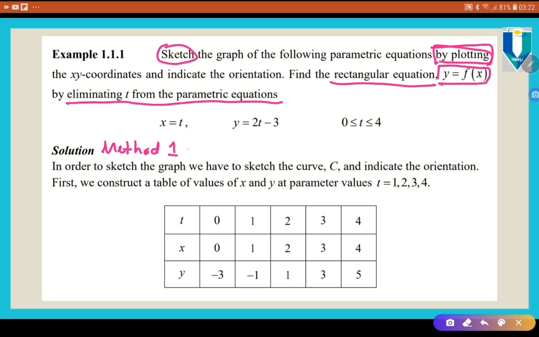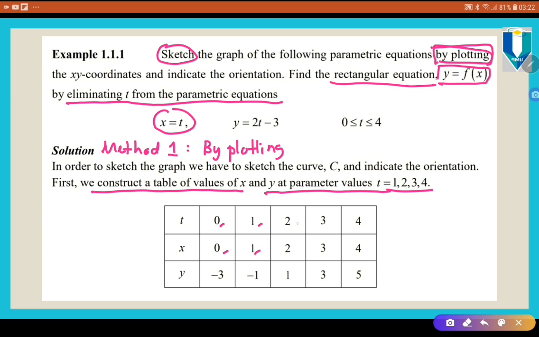Method number 1, I call it by plotting. So by plotting, you need to plot the points. In order to plot the points, you construct the table of values of x with certain values of t. We choose 0, 1, 2, 3, and 4 as values of t. Since x is equivalent to t, when t is 0, x is also 0. When t is 1, x is also 1. When t is 2, x is also 2. When t is 3, x is also 3. When t is 4, x is also 4.